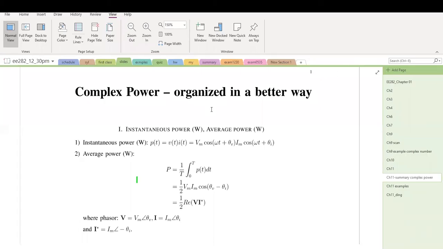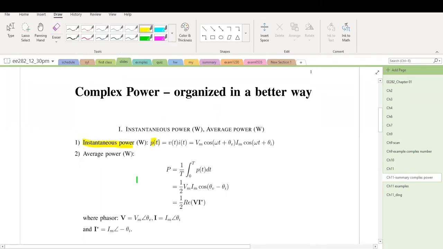In this video, we look at the AC power in time domain, and then we look at the power in phasor domain, which means the complex domain. In time domain, we describe the power by instantaneous power. P of t equals V of t multiplied by I of t. This instantaneous power is changing with time.